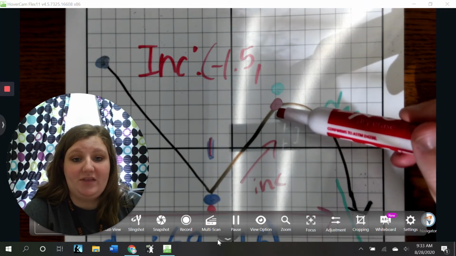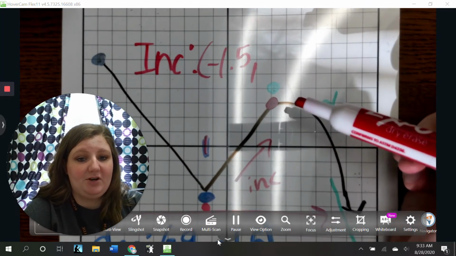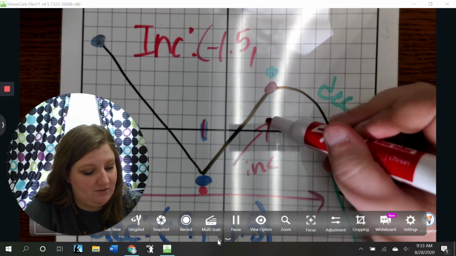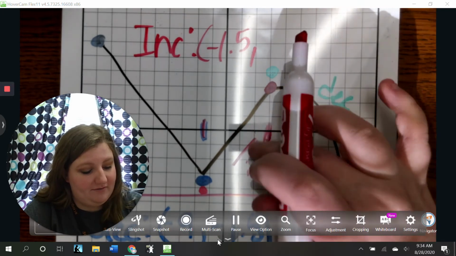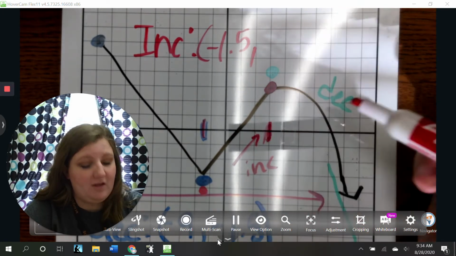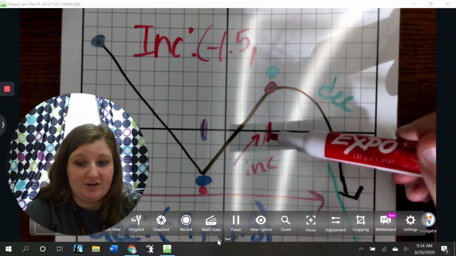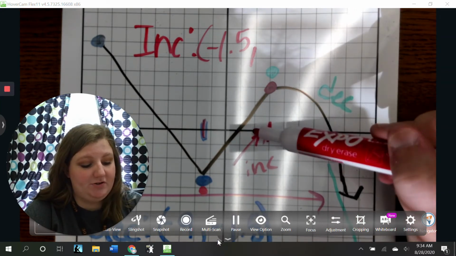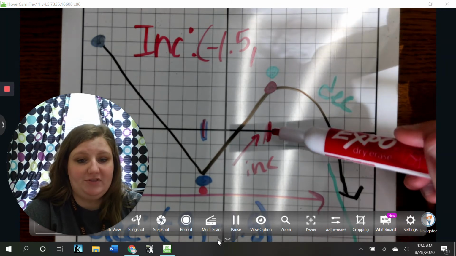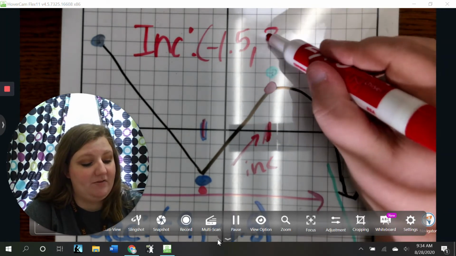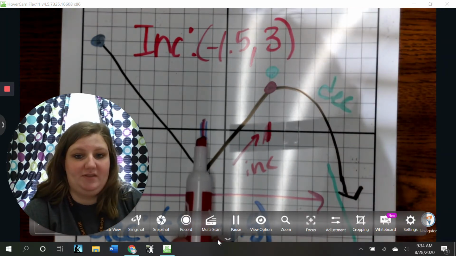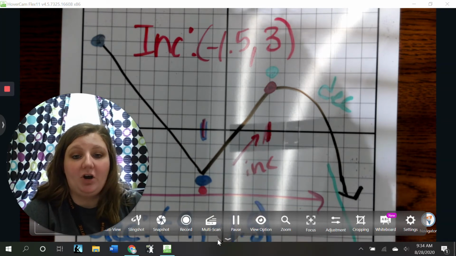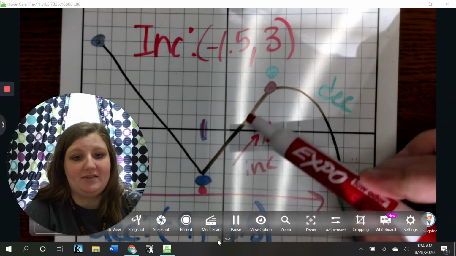So we need to know the x value for this point. So again, I'm going to bring it down to right here on my graph so that I can find the x value easier. So this point is 1, 2, 3 over. So the x value here is 3. So from negative 1.5 to 3, so from this spot to this spot, our graph is increasing. So that section right there.